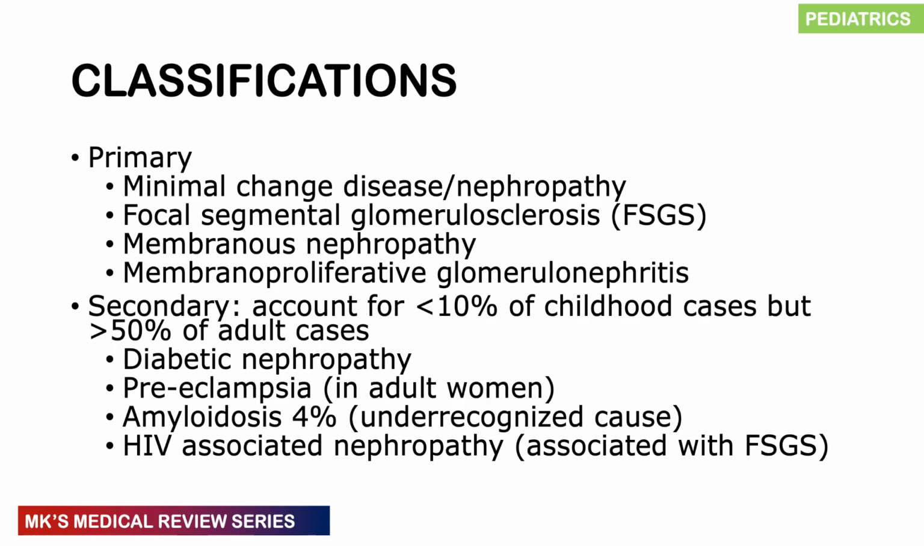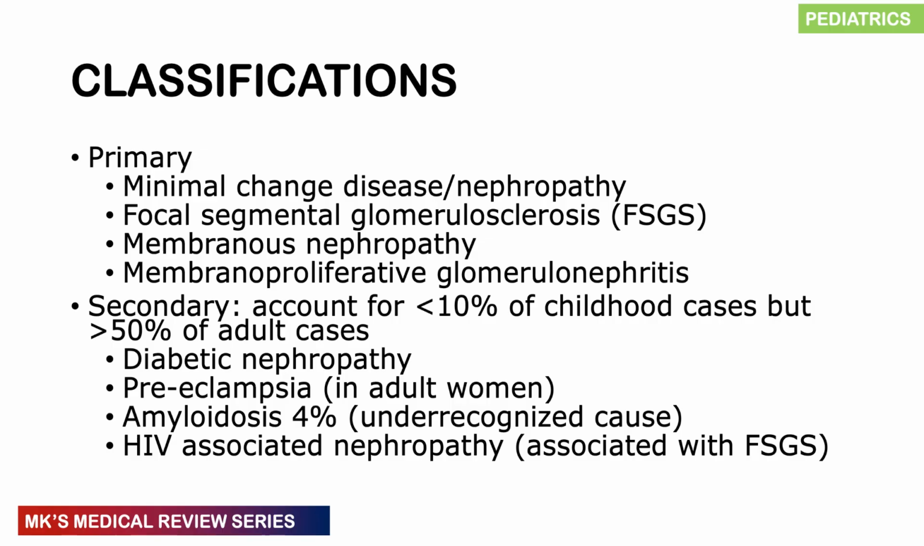Then in terms of the secondary causes, these ones are accounting for less than 10% of childhood cases, but more than 50% of the adult cases. So they may be in the background of a diabetic nephropathy, preeclampsia in older women. We don't want to see this as a secondary cause in pediatric population, but I will leave this video tagged as well in internal medicine because I think it is also relevant.